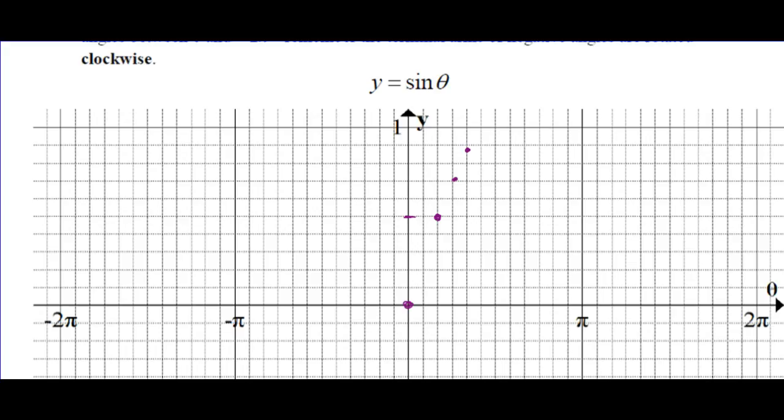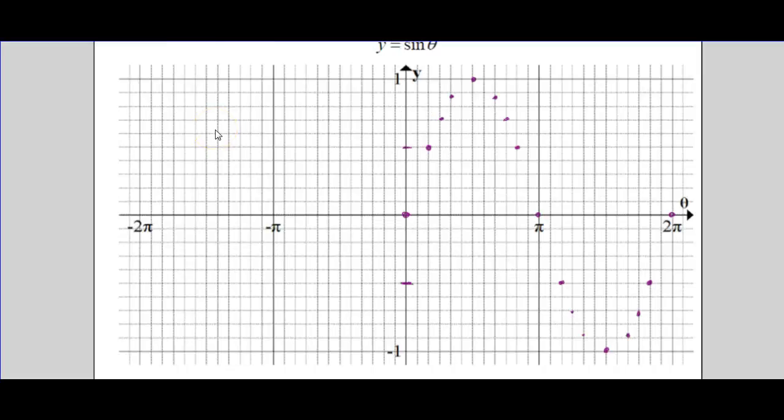Then we've got π/2. How many twelfths is that? 6. So this was 4, so we go 5, 6, and then up to 1. Keep going. So do the 0 to 2π. I'm just going to pause this because really we're just graphing a graph. Once we have our points plotted, we're now going to join them with a smooth curve.